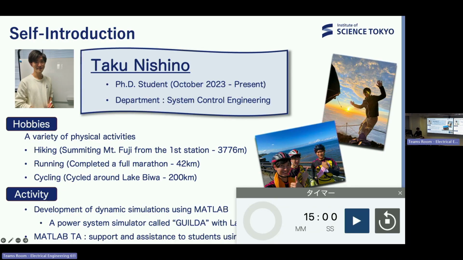And in my free time, I enjoy anything that gets me moving. Last year, I tried mountain climbing and even learned marathons. I also developed dynamic simulations using MATLAB as part of my research. Currently, I'm working as a MATLAB assistant at my university.